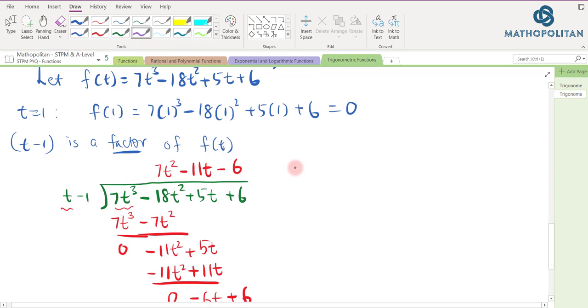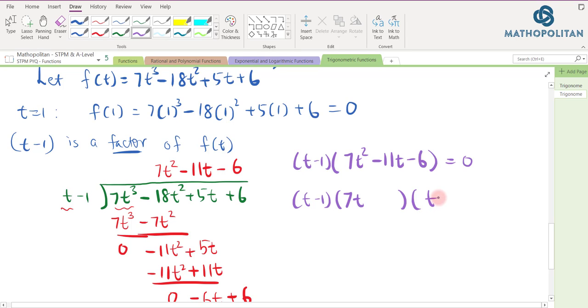So this equation now can be reduced into the form of t minus 1 times 7t squared minus 11t minus 6 equals to 0. And then we have to factorize this quadratic equation. So I will split it out into, let's say we have 7t here, and then t, and then the other number. So in this case, we have 6.